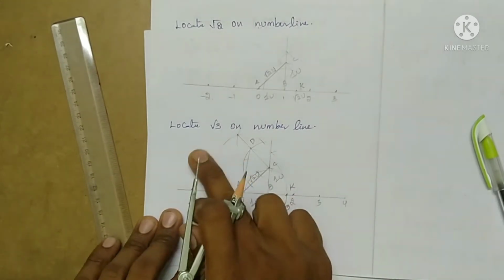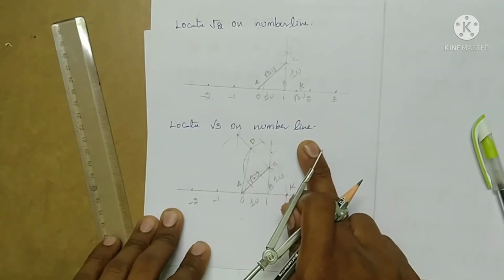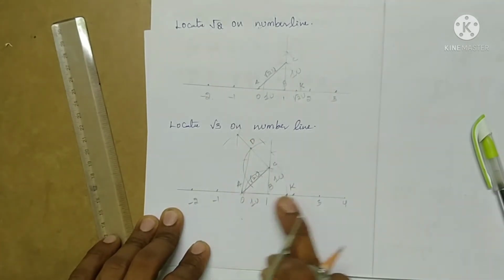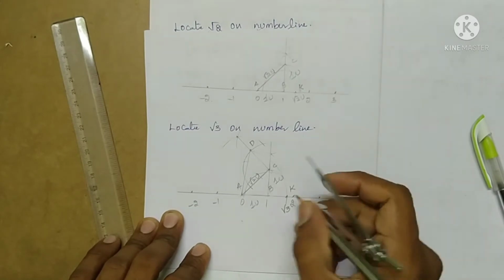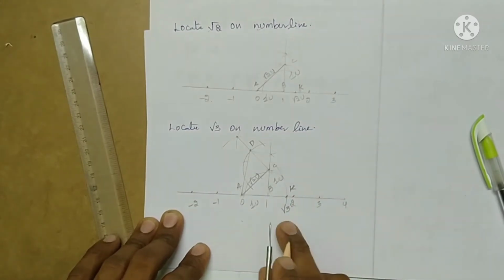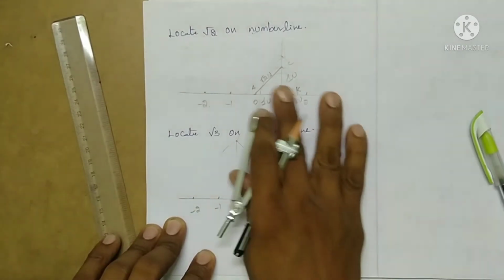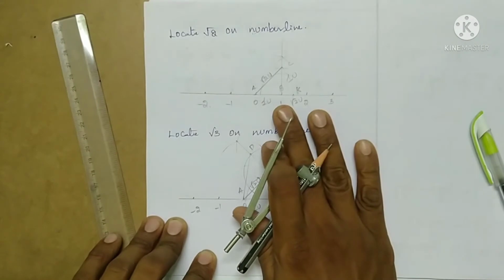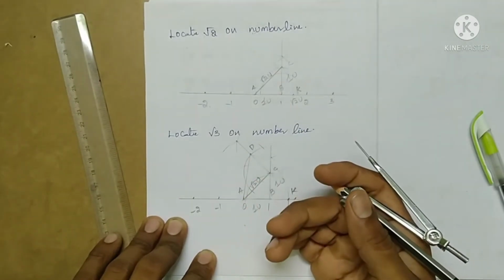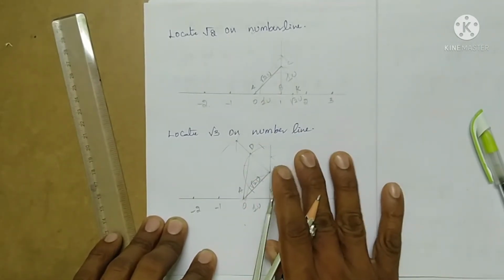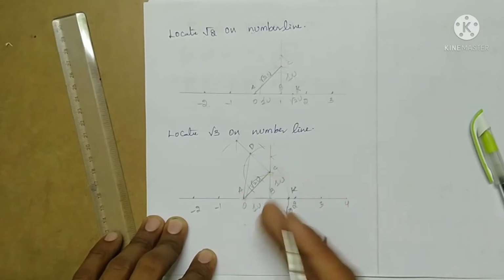So here our question, locate root 3 on the number line, right? The distance between A and K is root 3 units. This point K is called root 3. This is the location of root 3 on the number line. This is the way we can identify any irrational number on the number line. This is the procedure for identifying an irrational number on the number line.